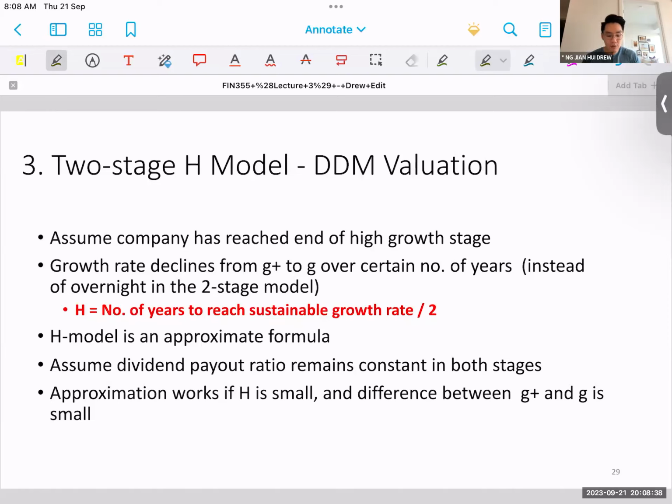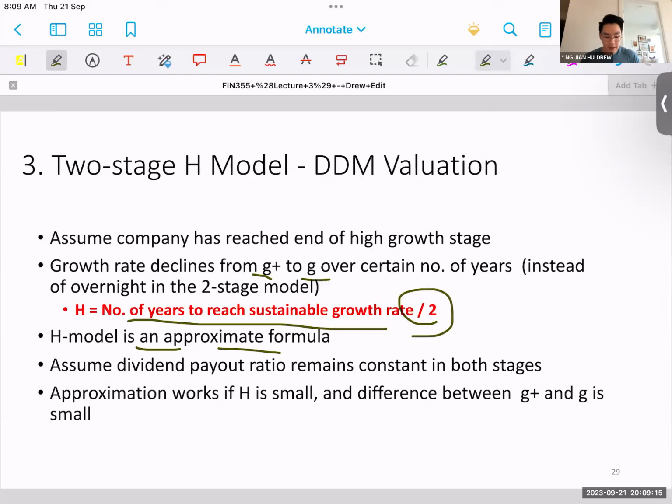The decline goes from G supernormal, GS, to G low, GL, or just G. And what is this H? So H equals the number of years to reach sustainable growth divided by 2. Okay, so do not worry, we'll look at an example later and see what this means. The important thing to take note of is that the H model is an approximation model or approximate formula. It means that it's actually not accurate. And it depends on a few things.